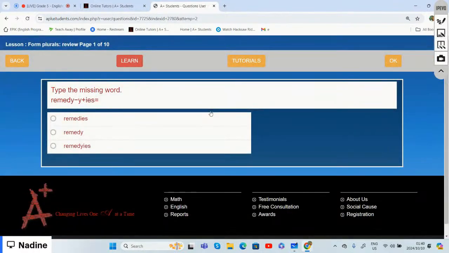We need to now type the missing word. Remember, if they say minus, right, then it means that we remove that letter. And if we add, it means that you're adding that letters too. So here it says remedy plus ies. So remedy plus ies.